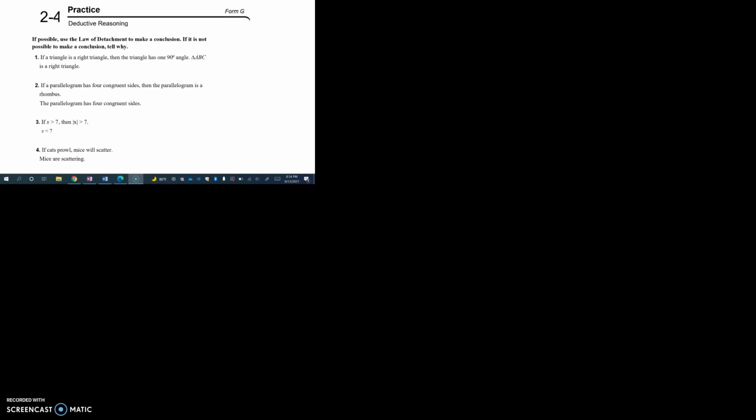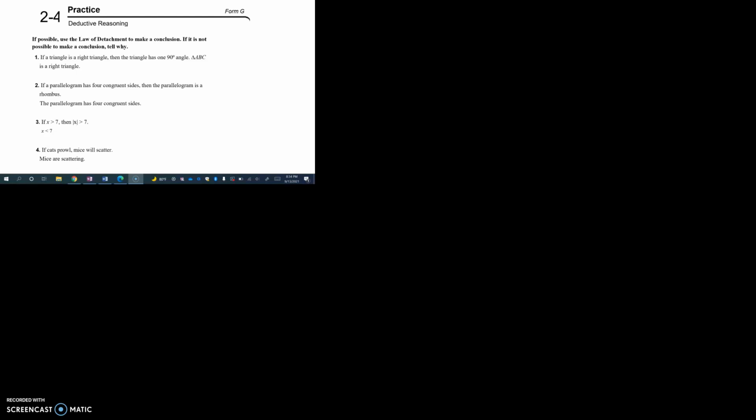All right, let's take a look at the 2.4 practice now for deductive reasoning. Let's just start at the beginning and work through a few of these. If possible, use the law of detachment to make a conclusion. If it's not possible to make a conclusion, tell why. Just like our example in our notes for the law of detachment, we're going to do this same thing again.